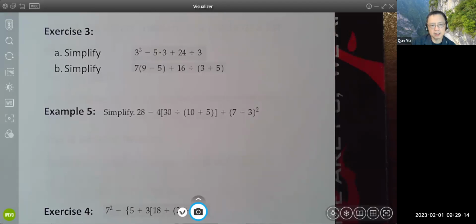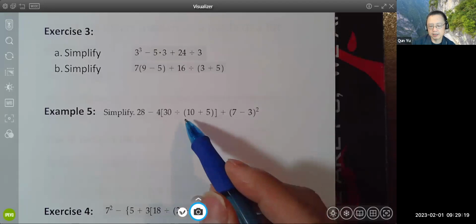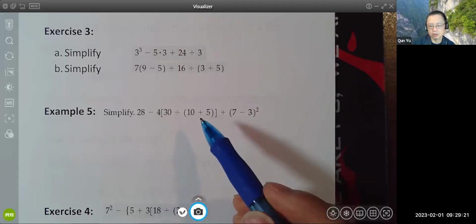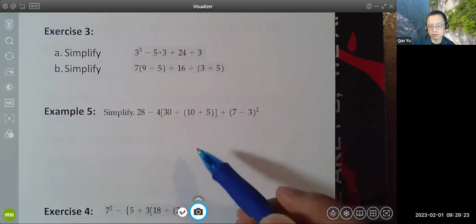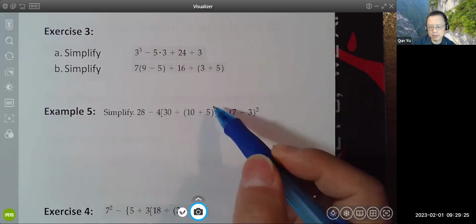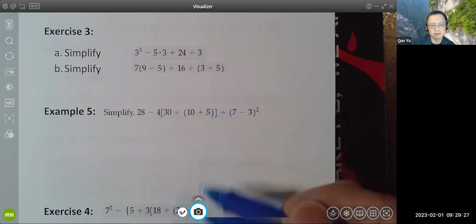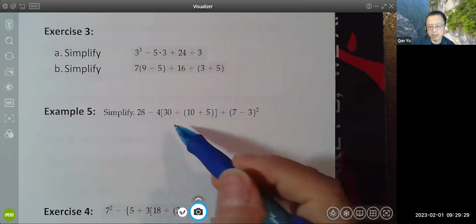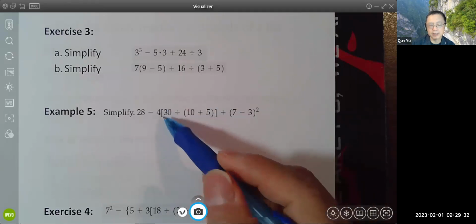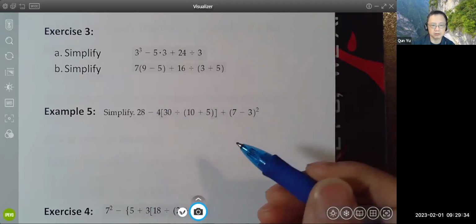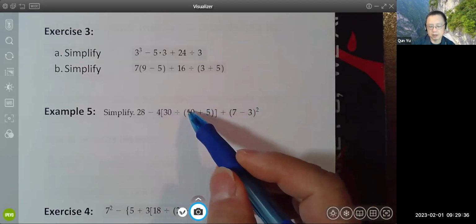Okay, let's look at example 5. This one is different in that we not only have grouping symbols, we have layers. So we have this parentheses inside brackets, right? In real life, you could have many layers in some scenarios. But let's look at this particular one.